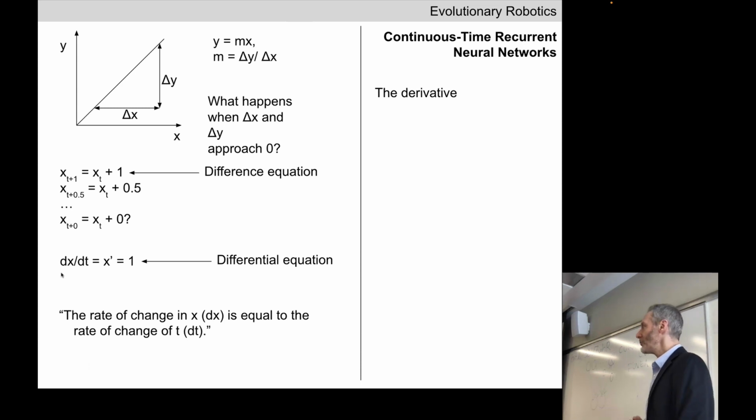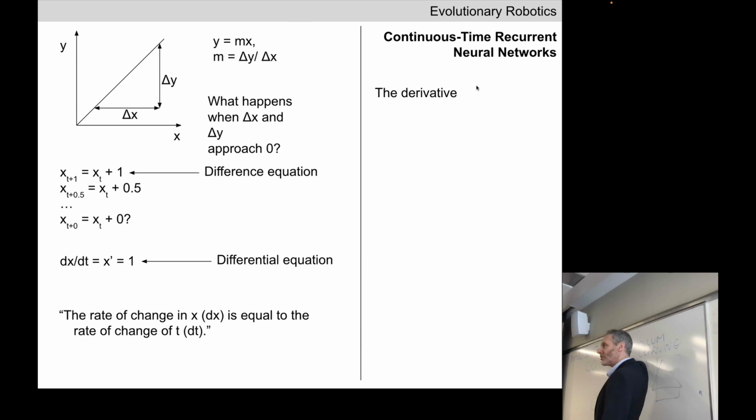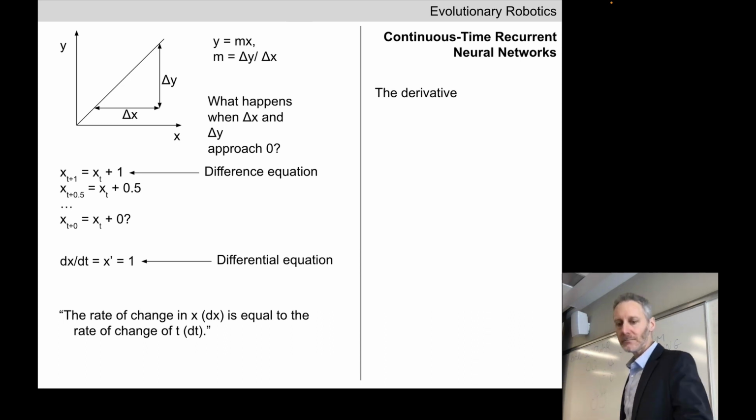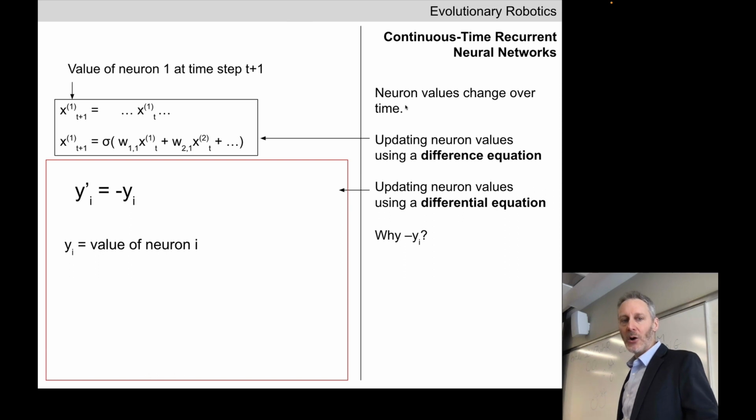Why do we need differential equations? We're going to use them to describe a neural network in which the values in the neurons in this neural network are not changing discretely from one time step to the next. The values in these neural networks are going to change continuously over time. Okay, so here we go.